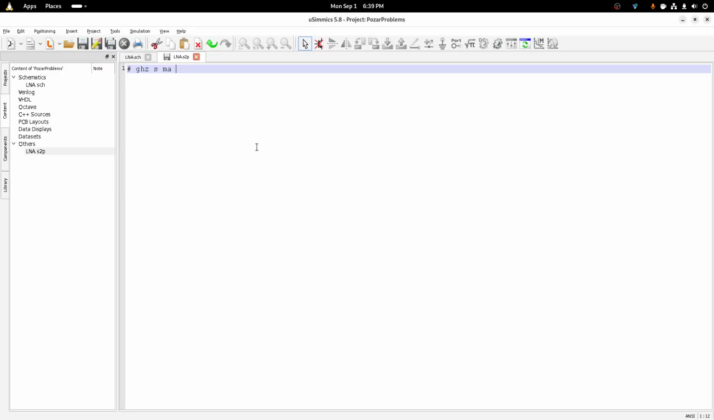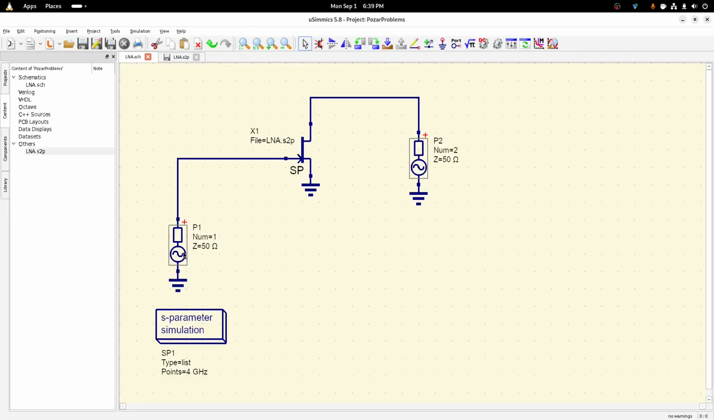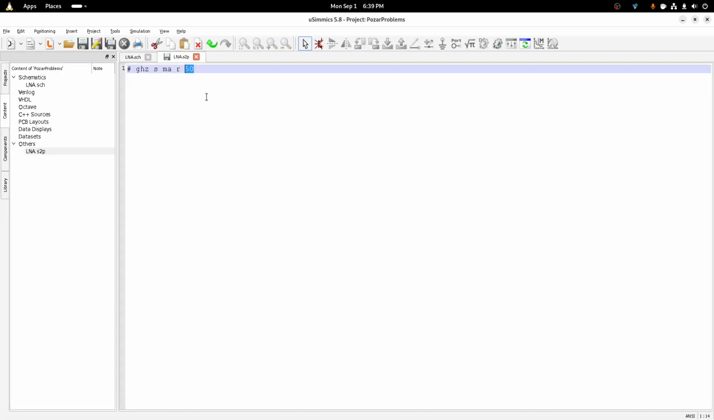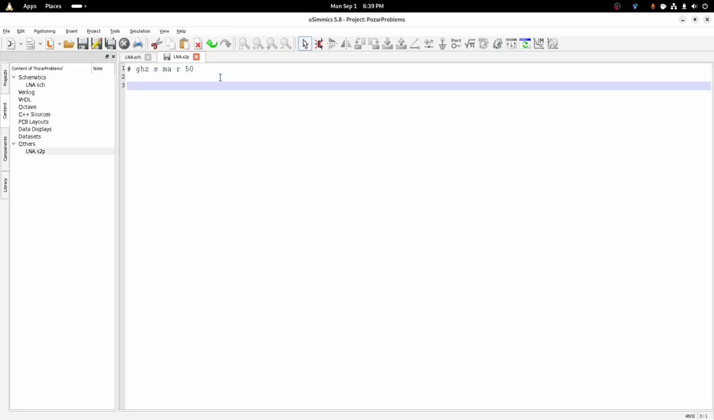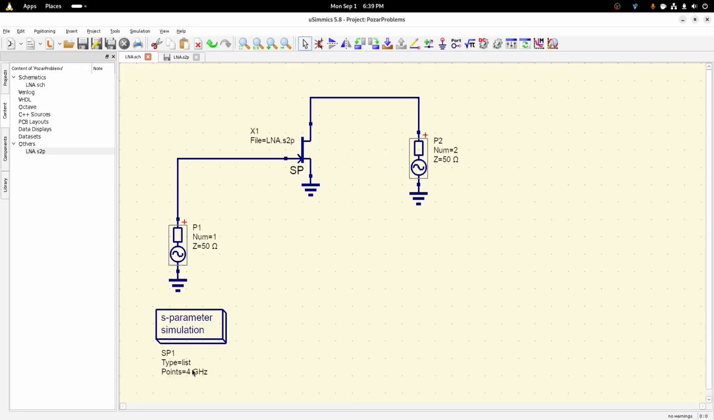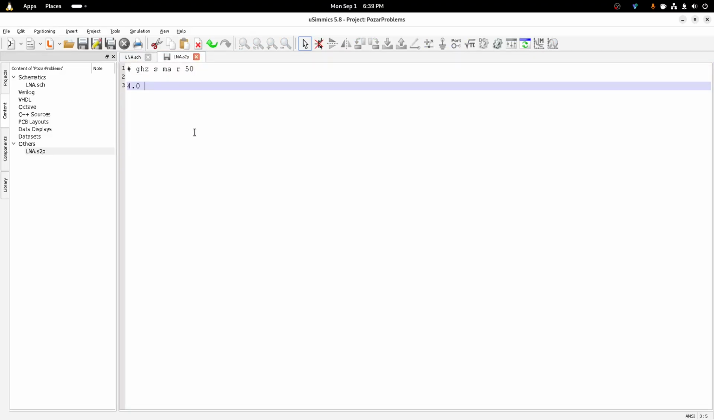And then the next one is R 50. I think the R is required. You can't really change it, but 50 is what you want it to be in reference to. And since our characteristic impedance is 50 ohms, we're going to do 50 ohms. So for the scattering parameters, we start out with the frequency we want to do. Since we're only doing one frequency, we start out with 4.0.